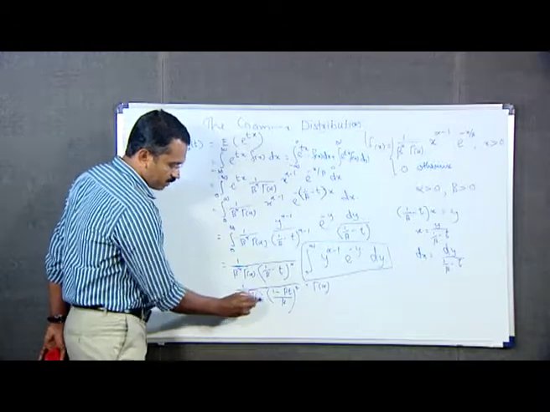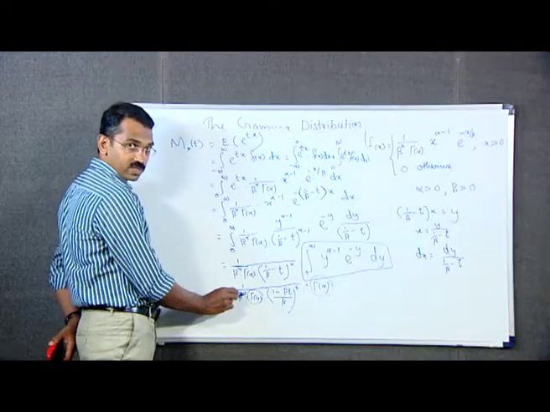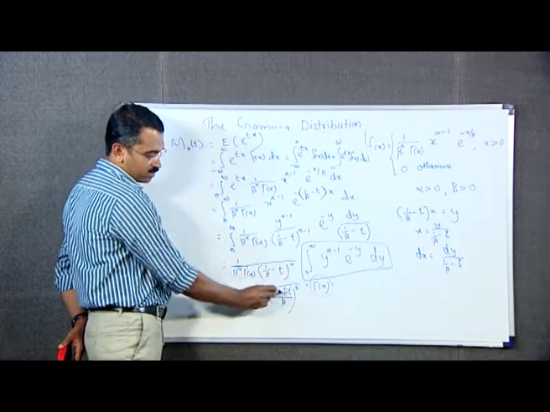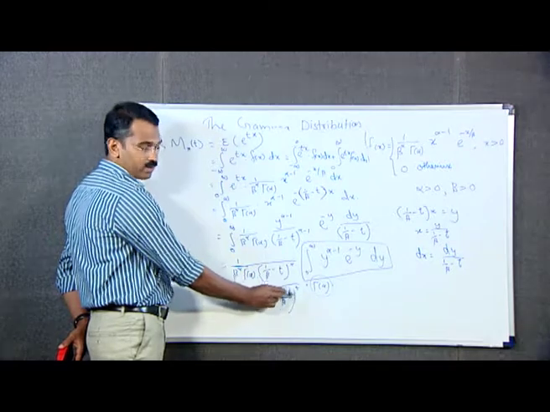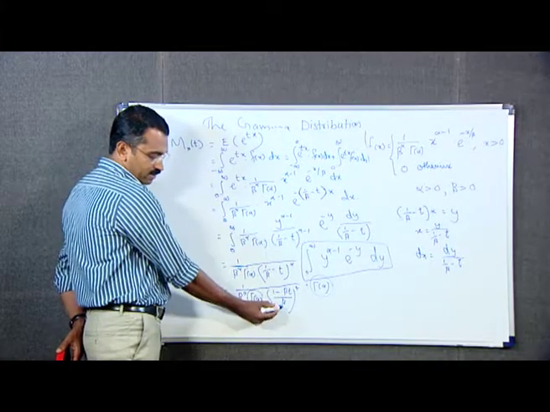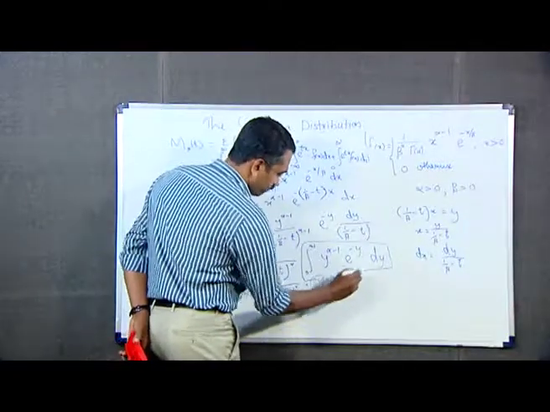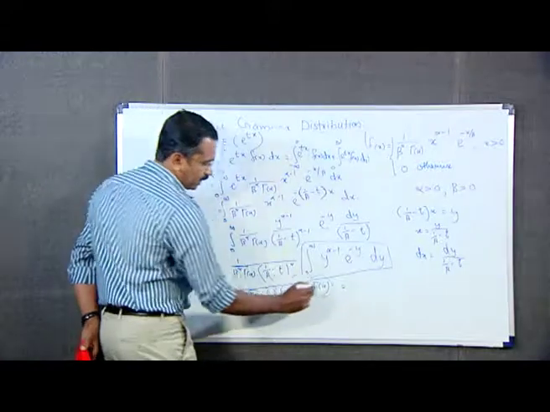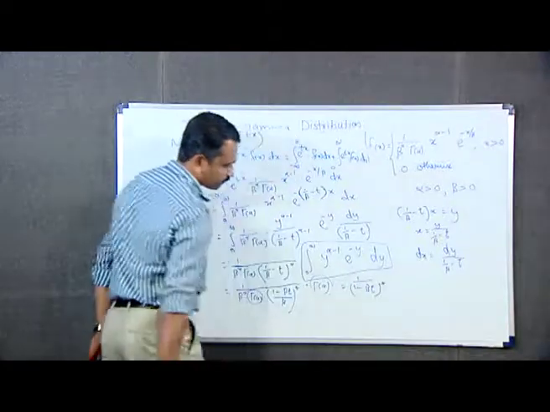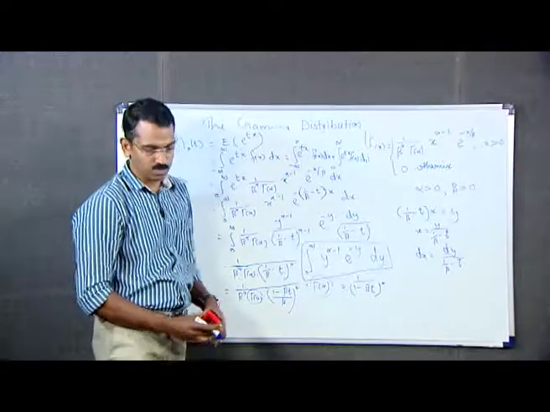Therefore, this gamma alpha and gamma alpha cancelled. Here beta in the denominator, beta raised to alpha into 1 minus beta t divided by beta all raised to alpha means 1 minus beta into t all raised to alpha divided by beta raised to alpha. Therefore, this beta raised to alpha and this beta raised to alpha cancelled. This is equal to 1 by 1 minus beta t all raised to alpha, which is the moment generating function of the gamma distribution.